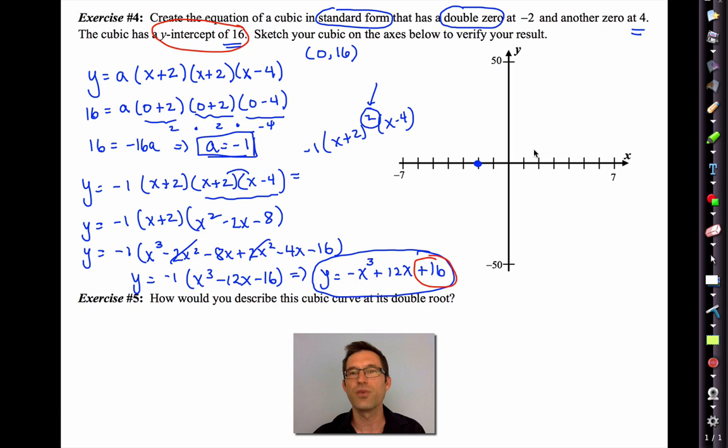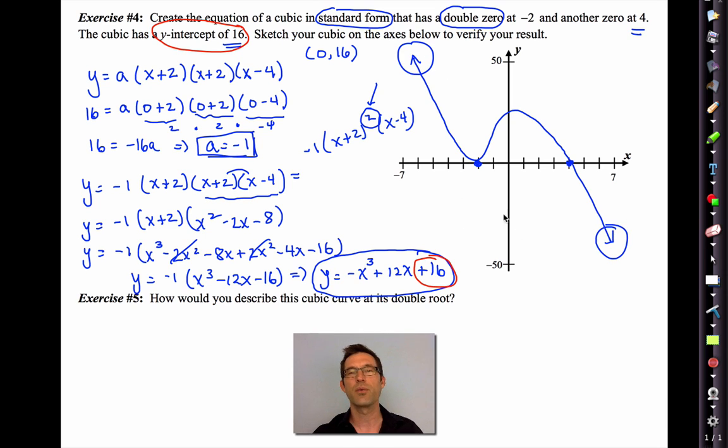All right, and again, it kind of looks something like this. We've got our negative 2, our positive 4. This time, the ends point in the opposite way that you'd expect. In other words, typically with a cubic, the ends point like this. But because the leading coefficient here is negative, they point in the opposite way. The left one is pointing up, the right one is pointing down.